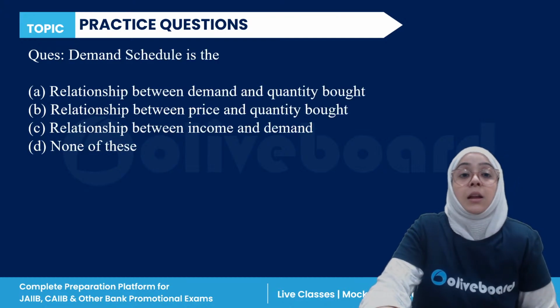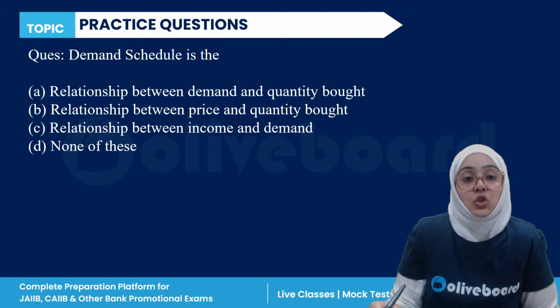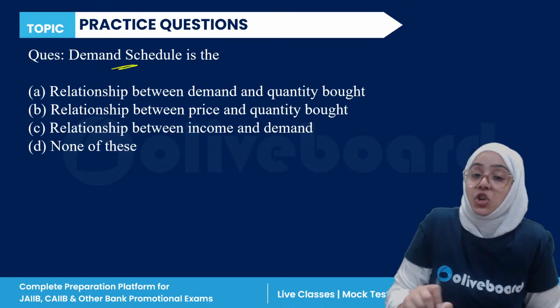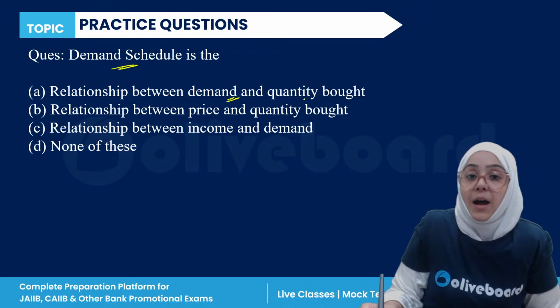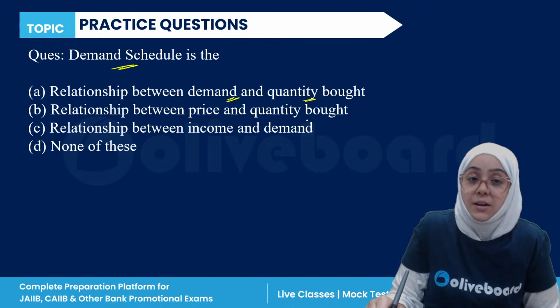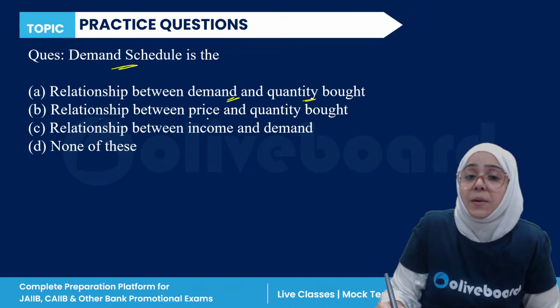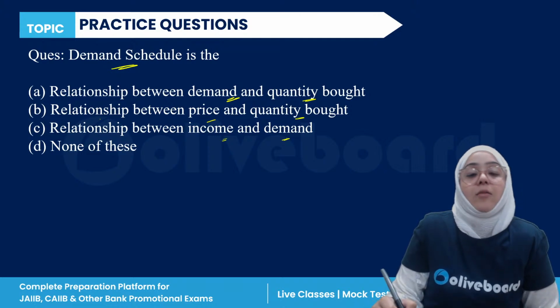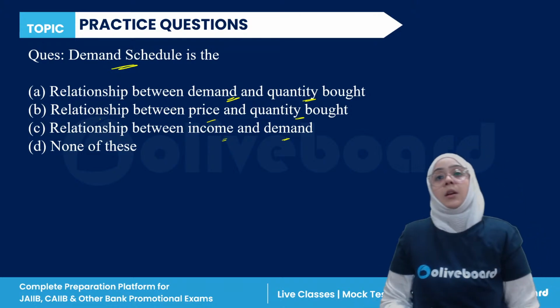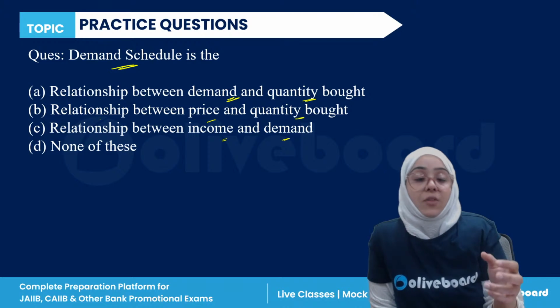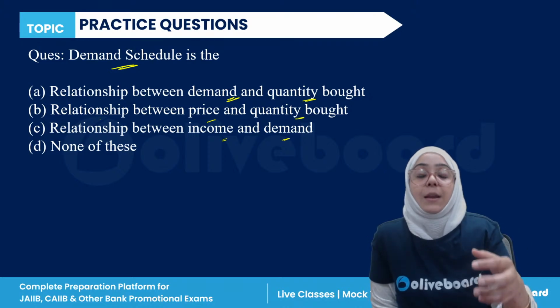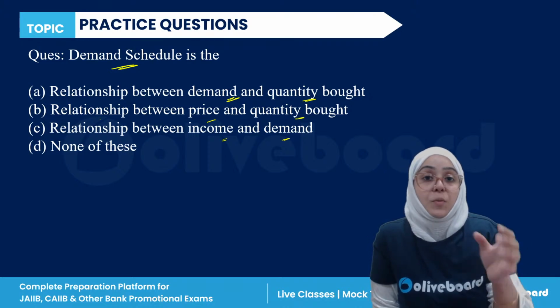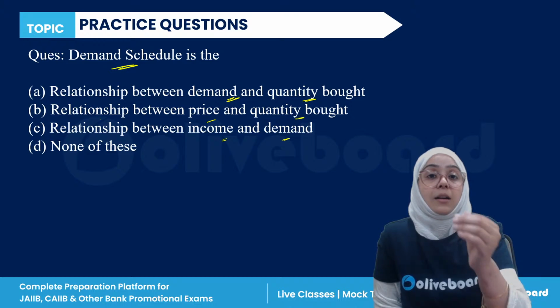Okay, next. Demand schedule is the dash. So what is demand schedule? It is the relationship between demand and quantity bought, or between price and quantity bought, or between income and demand, or none of the above? I'm just giving you the hint. Law of demand: in the law of demand, we have the demand schedule from which we derive the demand curve.